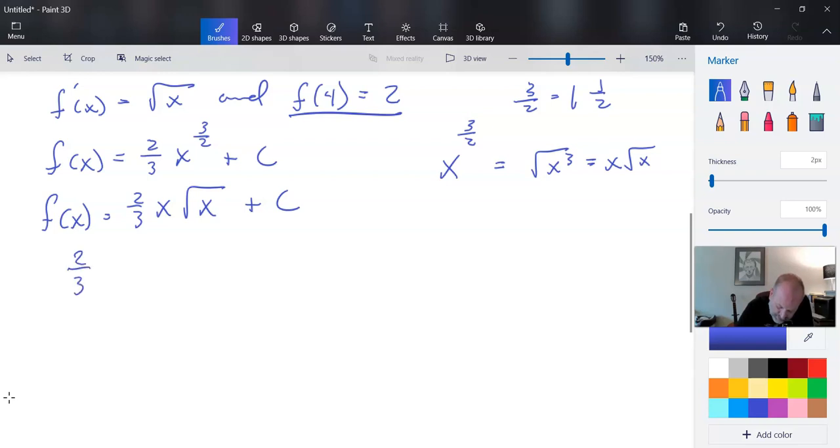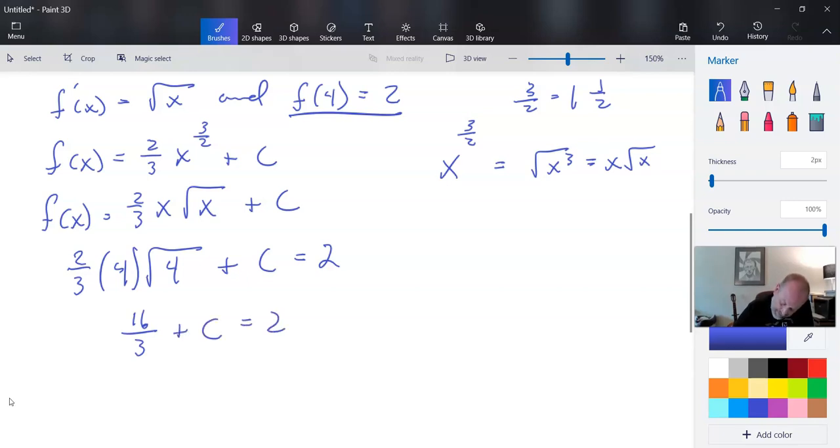So it's 2/3, let's see, x is 4, so that's times 4 times the square root of 4 plus some constant is equal to 2. Right? So let's just see what we get here. So the square root of 4 is 2 times 4 is 8. And then 8 times 2/3 gives me 16/3 plus a constant is equal to 2. And so c is equal to 2 minus 16/3.